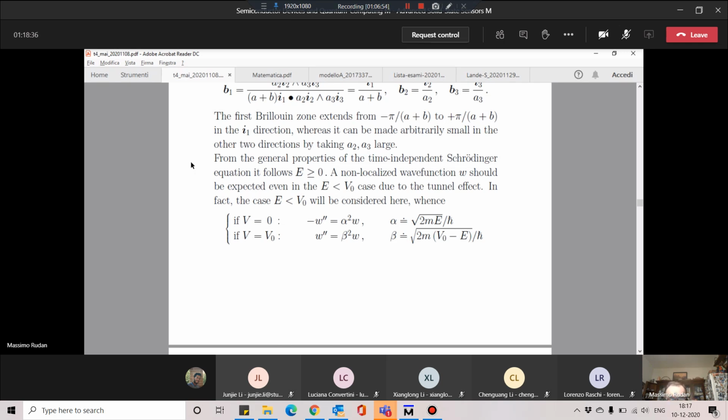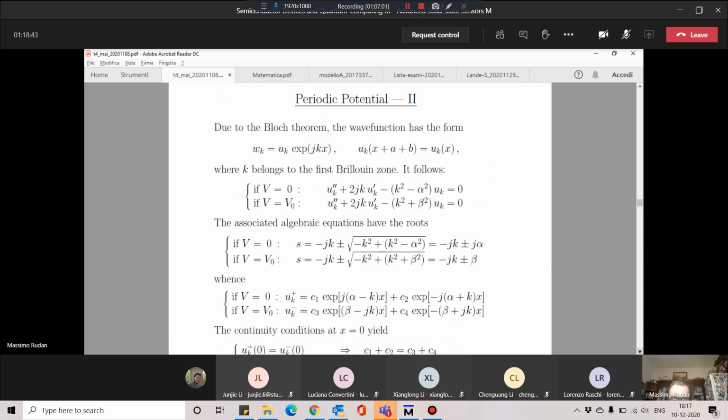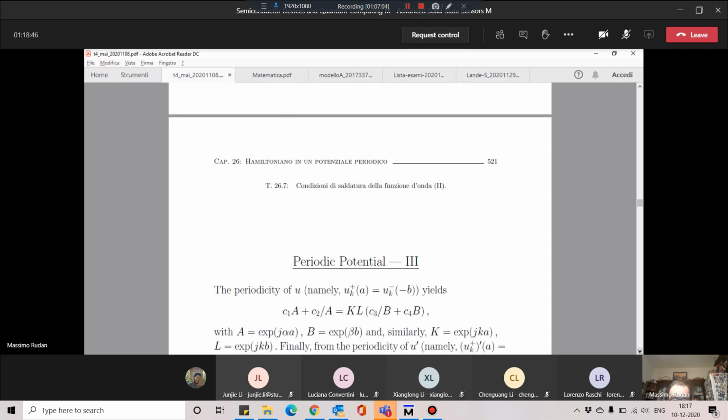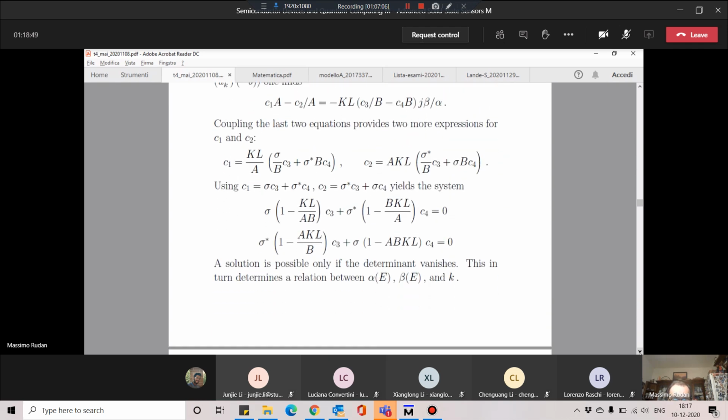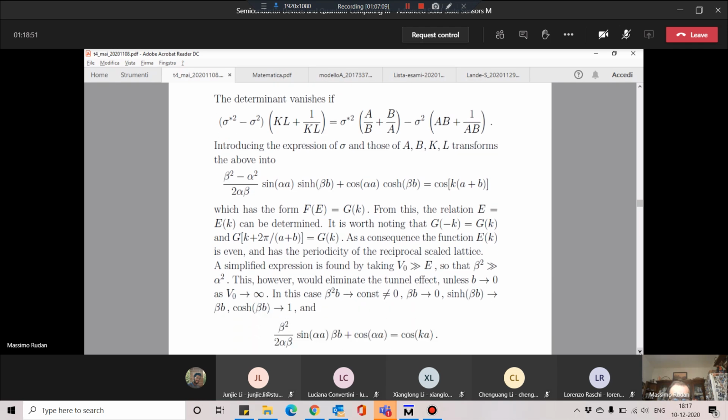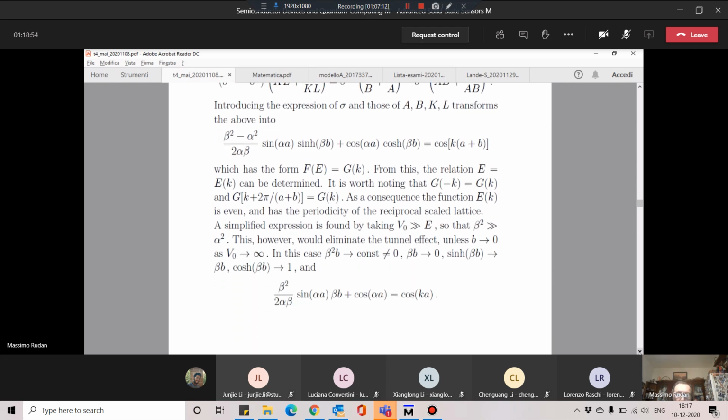Okay, so we go to the limit in a very special form. We increase V0 and we decrease B while keeping the product equal to a constant. Okay, what happens if we do so? Well, first of all, we already noticed that beta becomes dominant with respect to alpha. So in this factor, beta squared minus alpha squared divided by 2 alpha beta, alpha squared becomes negligible.